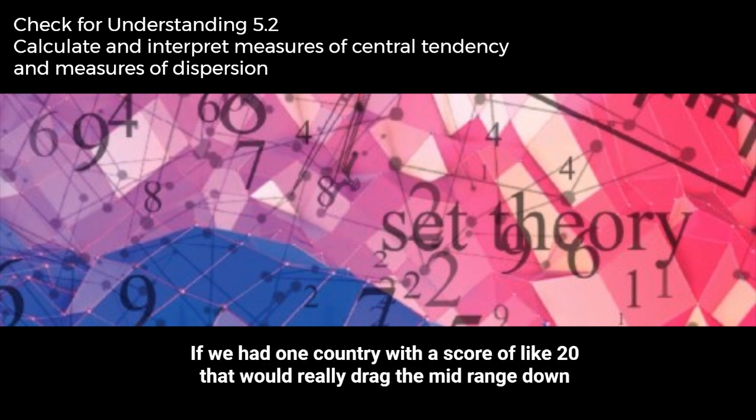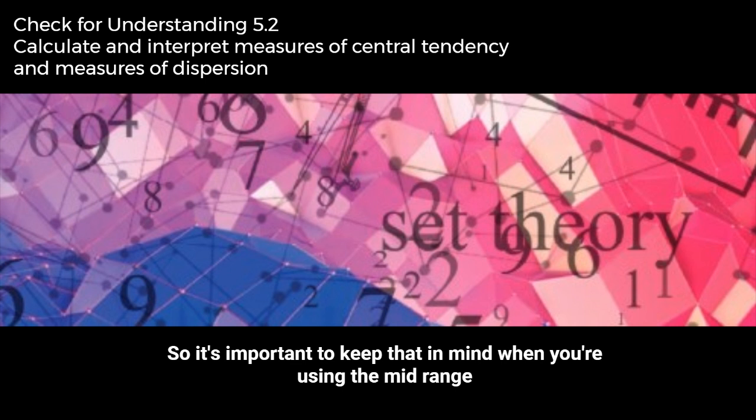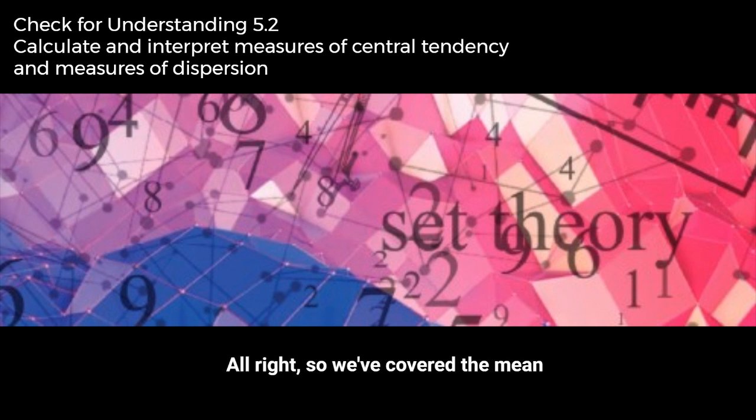Right. If we had one country with a score of like 20, that would really drag the mid-range down, even though most of the other countries had high scores. Exactly. So it's important to keep that in mind when you're using the mid-range. All right, so we've covered the mean, median, mode, and mid-range. Those are all ways to find the center or the typical value of a data set.